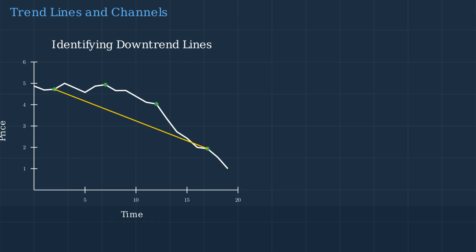We draw the downtrend line by connecting these significant highs. This line acts as a resistance level for price action. In a downtrend, prices tend to be rejected from this trend line, which acts as a resistance level. Traders often look for selling opportunities when price approaches this resistance line.